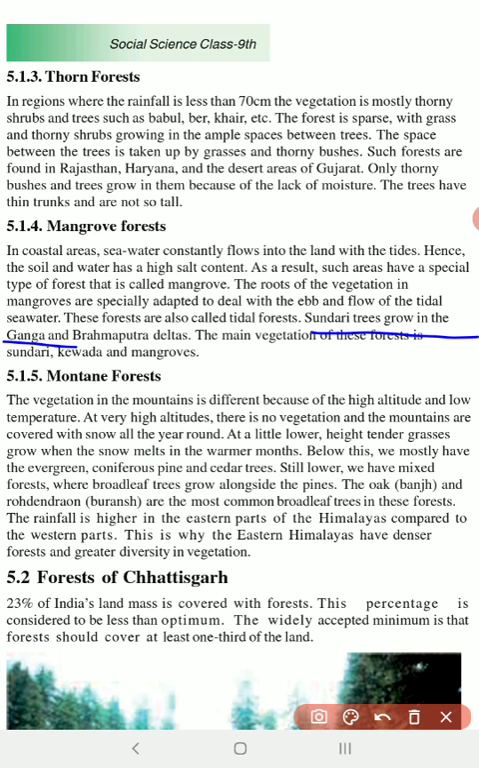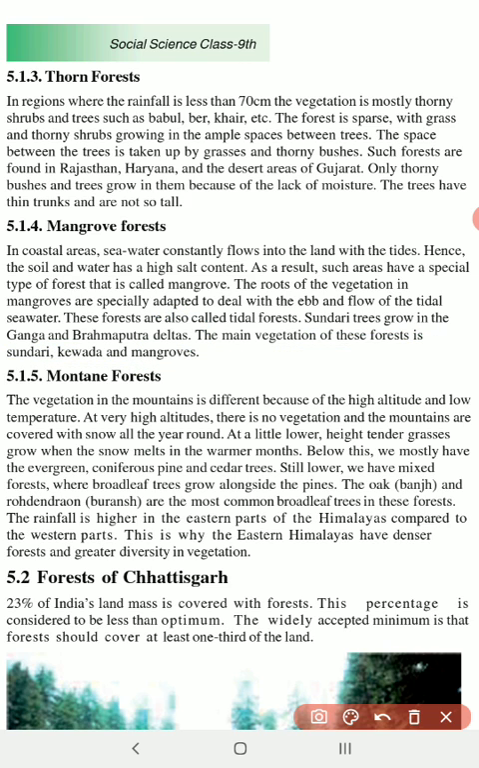So we see here the sandari trees grow in the Ganga and Brahmaputra delta. So what is the meaning of delta, right? Deltas are the places that are closer to the coastal areas. The main vegetation of the forest is sandari, kevada, and mangroves. So these kinds of trees usually grow in the mangrove forest.